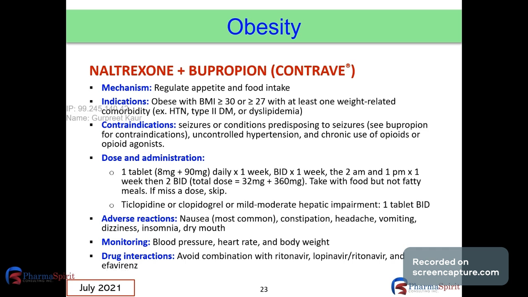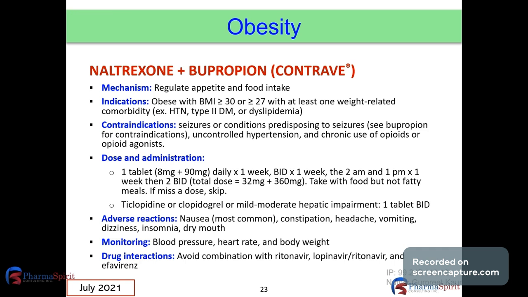Taking two doses too close together can increase the risk of seizures, so simply skip it. Certain patients may need a lower dose. Patients taking ticlopidine or clopidogrel and those with mild to moderate hepatic impairment should not take more than one tablet BID. So that's one of the important dose limitations: ticlopidine or clopidogrel and patients with mild to moderate hepatic impairment.